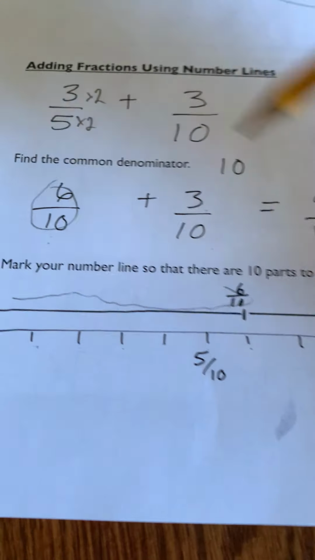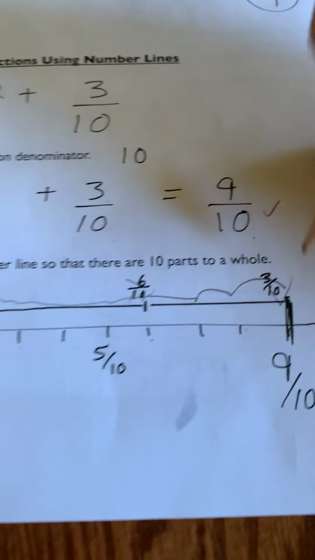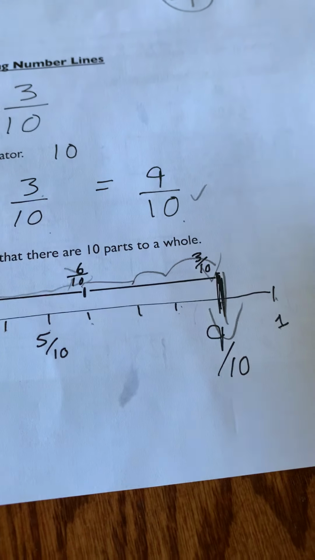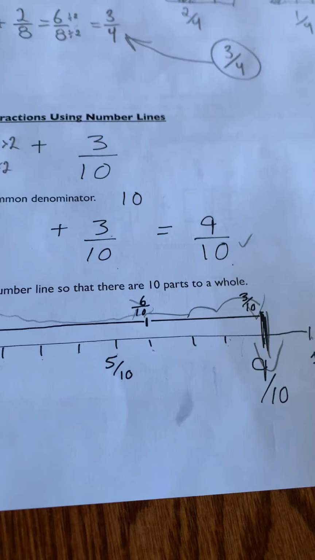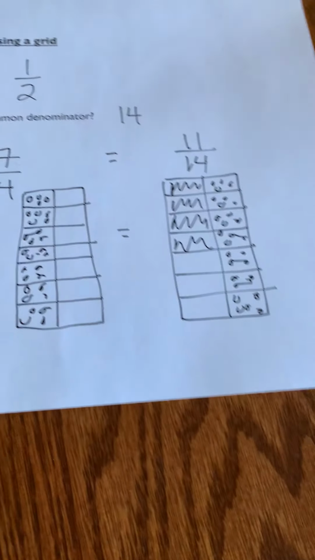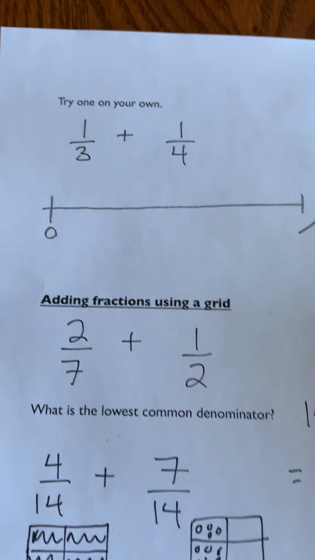And then I move up another 3. So I go 1, 2, 3. And I end up, and if I look, I'm at 9/10. So the number line is another way to model this. Okay. Then we could go and try this one on our own.